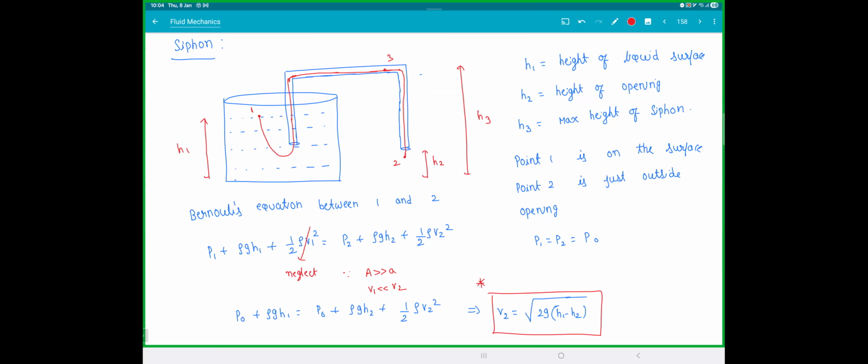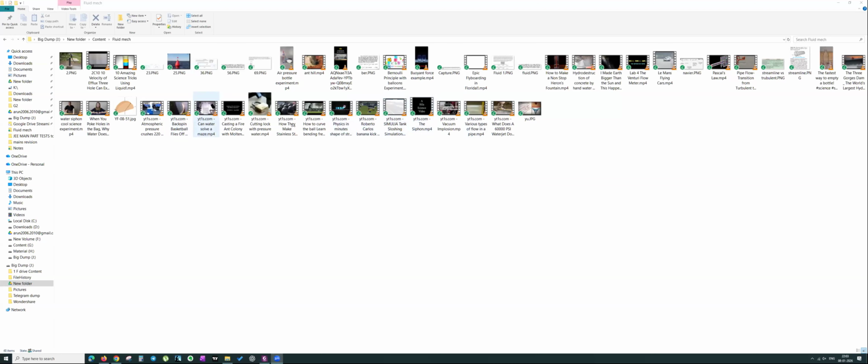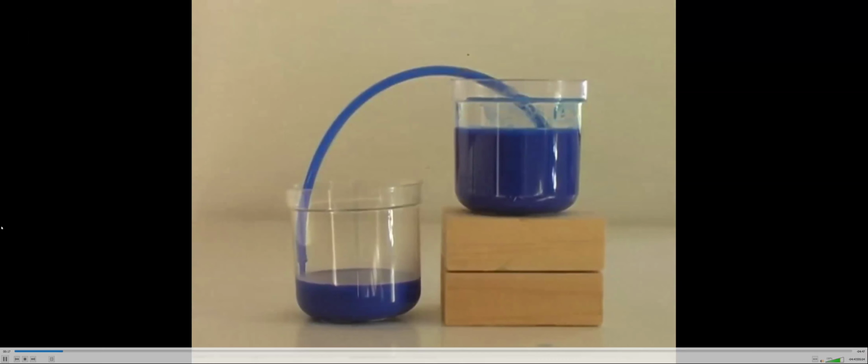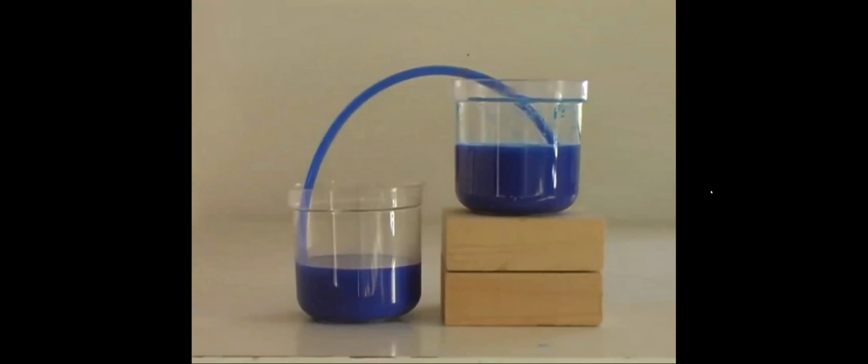So how does this work? Have a look at this. This is a working siphon. This is what I was saying. Look at that. In a machine, liquid is moving through a hose from one container to another. The forces driving this process are complex and interesting.